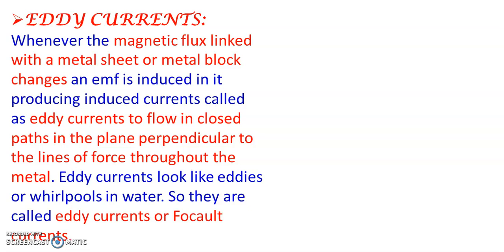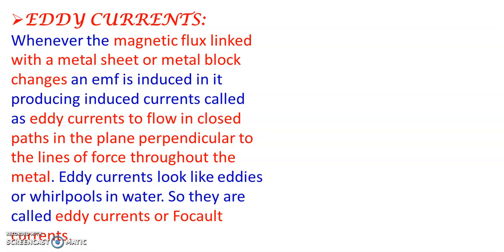Eddy current. Eddy current is the current which is generated whenever the magnetic flux linked with a metal sheet or with a metal block changes. Then there is an induction of an EMF. These produce currents which are in fact induced currents and known as the eddy currents.